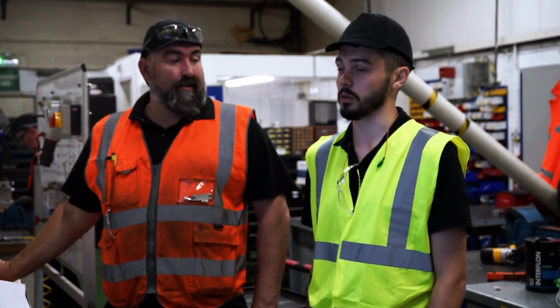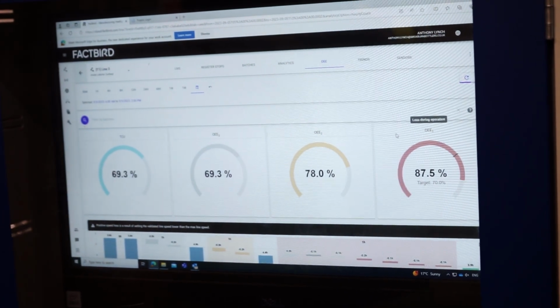So we got an independent company, MCP, come in and they assess us for engineering and operator asset care. We asked them for advice on a system that they had seen previously, and they highly recommended FactBird. If you look at line 3 in 2022, we were sitting at an efficiency of 65.8. After FactBird got in and we made the improvements that the system helped us identify, we've got a 12% increase. So we're sitting at circa 77.8% year to date in 2023, up to the end of August.